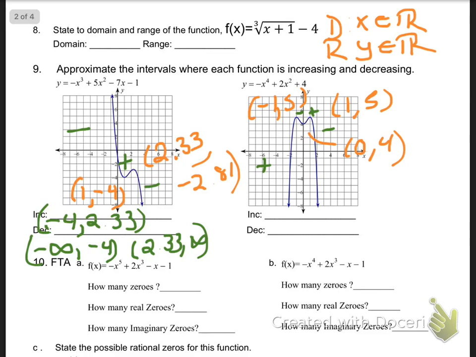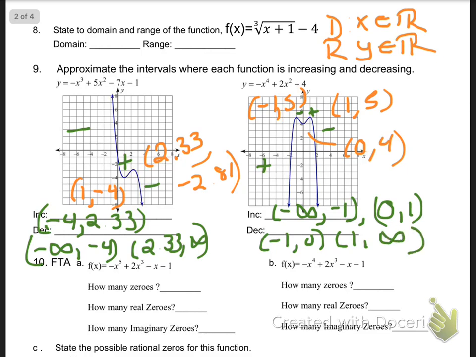Okay, now let's go do B. It's increasing first. So I always start from the left. Negative infinity to negative 1. And then it is increasing from 0 to 1. Okay, now it is decreasing from negative 1 to 0, and from 1 to positive infinity. All right.